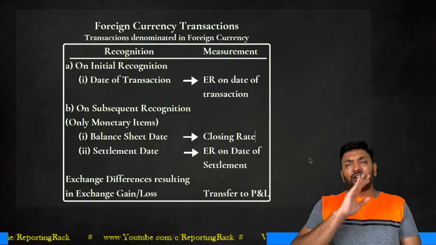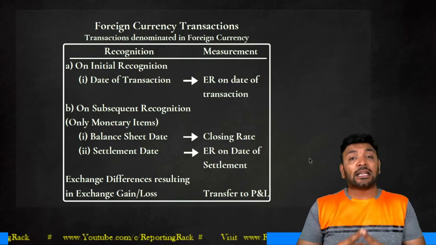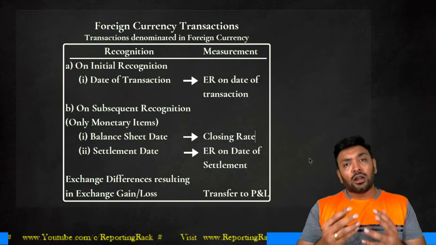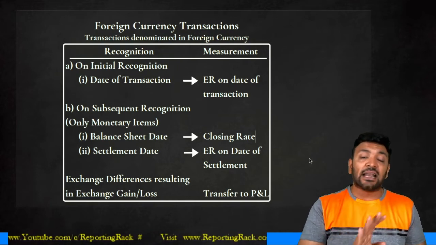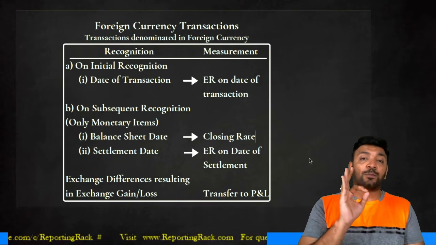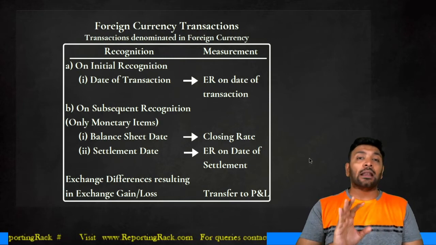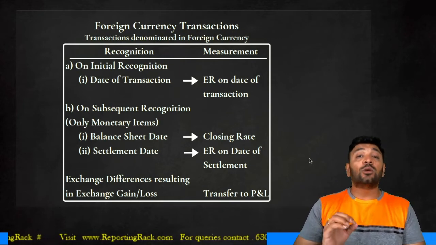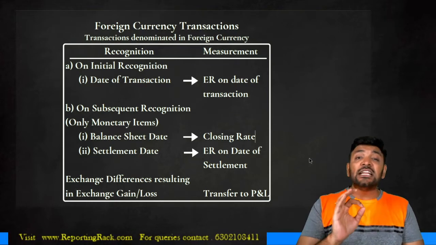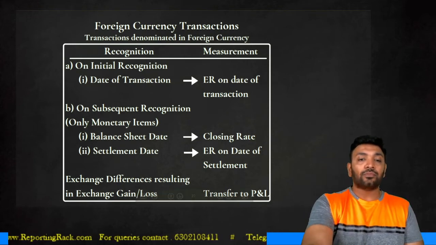Clear? It's an unusual situation, guys. But still, you need to remember that this paragraph exists within Ind AS 21. So therefore, is it compulsory to take closing rate always? Not necessary. If the closing rate is unrealistic, then you can take the rate at which the transaction is expected to be settled for the purpose of translating your monetary item on a balance sheet date. This will bring us to the end of the first concept of Ind AS 21, which deals with foreign currency transaction. Clear?